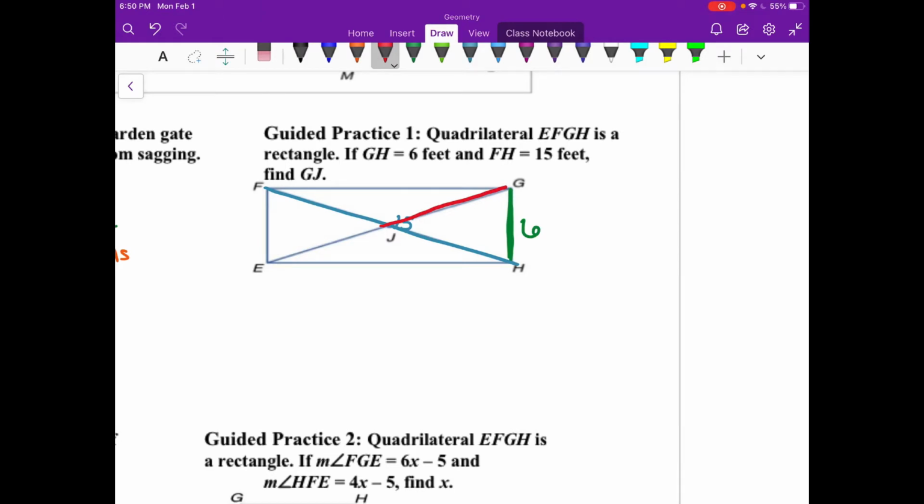So remember, the diagonals are the same, which means all of their halves are the same. Because if all of the lengths are the same, then if you cut them in half, all the halves are the same. So this half is the same as these two halves and this half. So what's half of 15? Well, 15 divided by 2 is 7.5, which means that this half is 7.5 and this half is 7.5. And all the halves are the same, so this half is also 7.5. So GJ is 7.5.